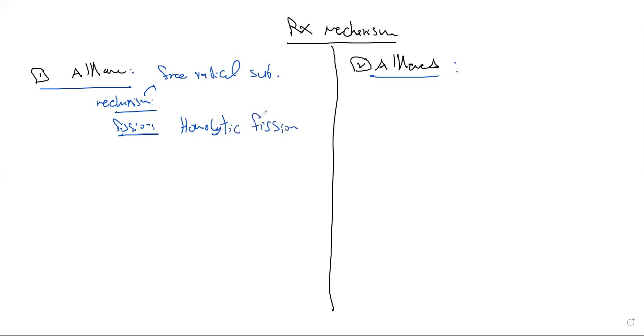In the case of alkenes, we said that the reaction is electrophilic addition, and the type of fission is heterolytic fission.